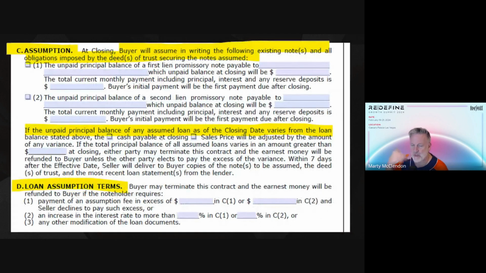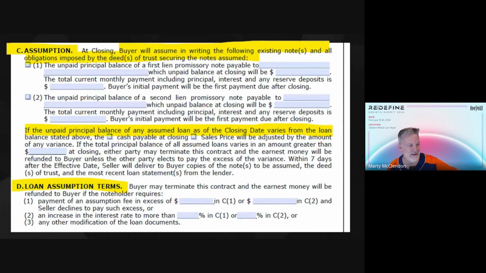All right, this is where it gets different. In the seller financing, you have the note, and then you have the deed. Here you have, okay, we're going to assume this loan. So at closing, buyer will assume in writing the following existing notes and all the obligations imposed by the deeds of trust securing the notes assumed. And then it talks about the first note, the second note. Most likely it's just one note. Here's the total balance owed. Here's the interest rate on it.